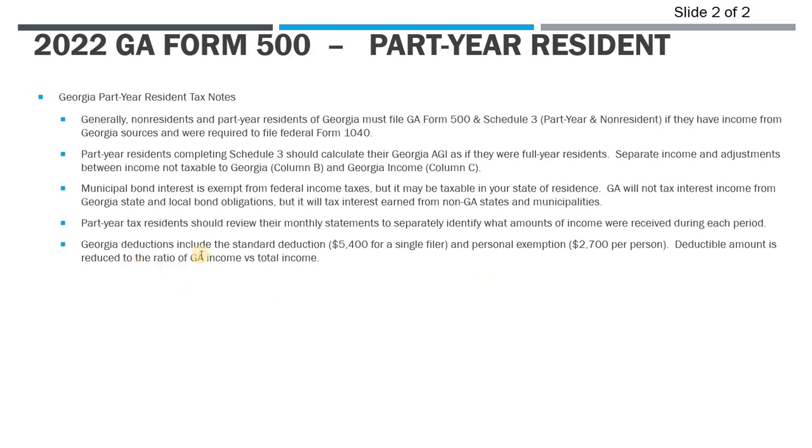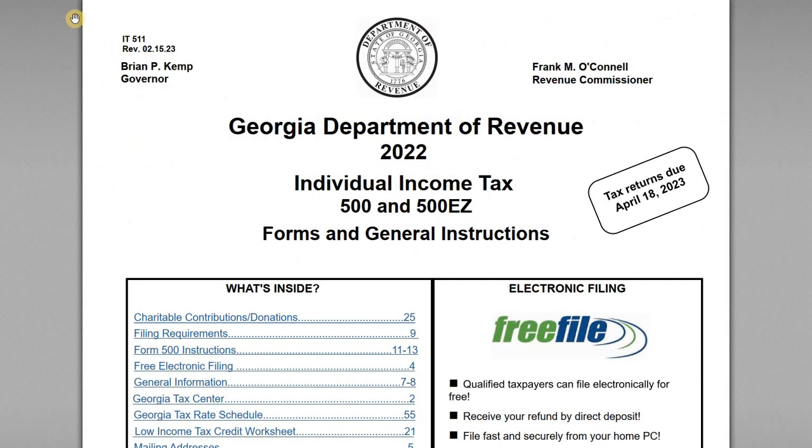Now the deduction here, if you're a part-year resident or a non-resident, you can still claim the standard deductions and personal exemptions, but it's going to be a reduced amount. And so the deductible amount is reduced based on that ratio of your Georgia income compared to the total income, and we'll see that calculation when we look at the Georgia return.